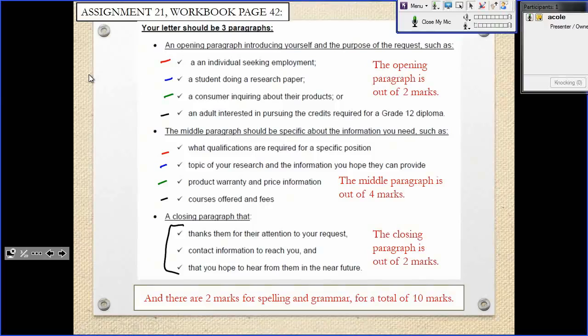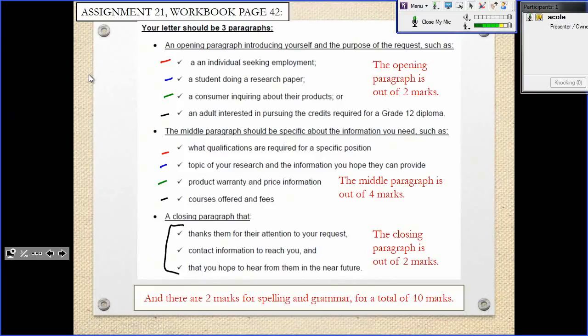So the main part of a letter will have 3 paragraphs. If we're talking about the middle part of the letter, we're talking about an opening paragraph, a middle paragraph, and a closing paragraph. You can see here, if you're looking at the screen, that I already have colors that match, right?